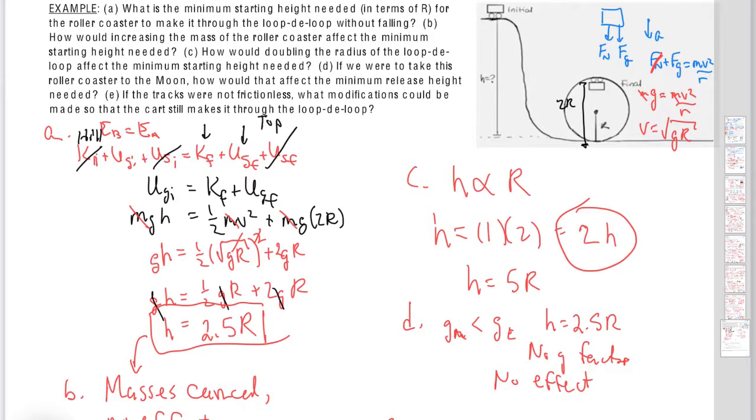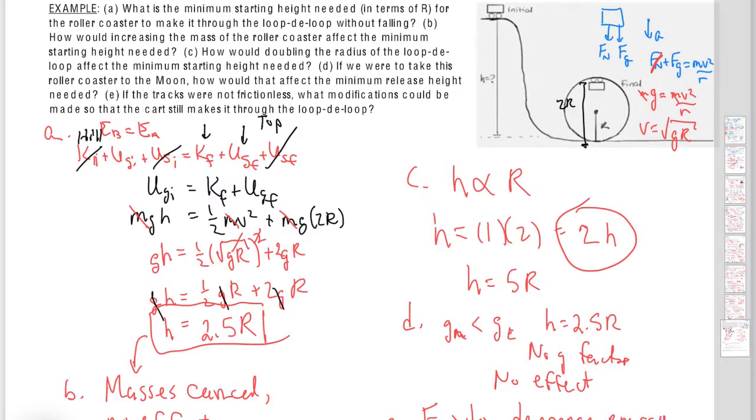And then E, what modifications would I have to make if the tracks were not frictionless, right? Because we're assuming frictionless. So the friction takes away from the energy, right? So friction would decrease the energy. So it means I have to find a way to increase my energy to that point. Well, I would have to increase my H. The other thing you can do is something along the lines with the loop. But if we keep the loop the same, we would have to increase our H because friction will decrease energy.